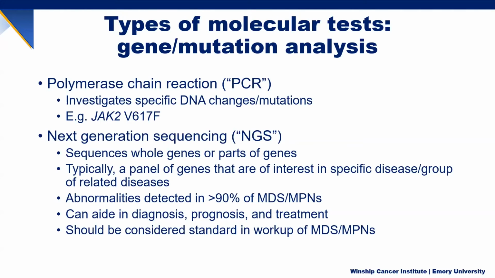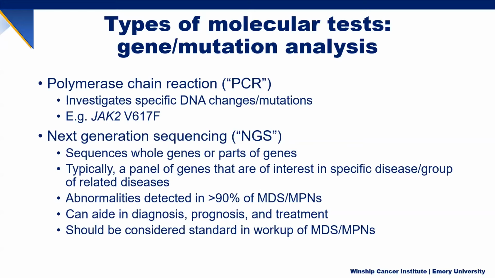At our institution, we have a panel that looks at 75 different genes of interest that we know are commonly changed or mutated in diseases like MDS, MDS-MPNs, and leukemia. Because of the number of genes and looking at the whole genes in these cases, we're able to detect abnormalities on these tests in upwards of 90+% of patients with these types of diseases. Not all necessarily impact decision making, but a number certainly can aid in diagnosis and determining prognosis, as well as determining treatment options.